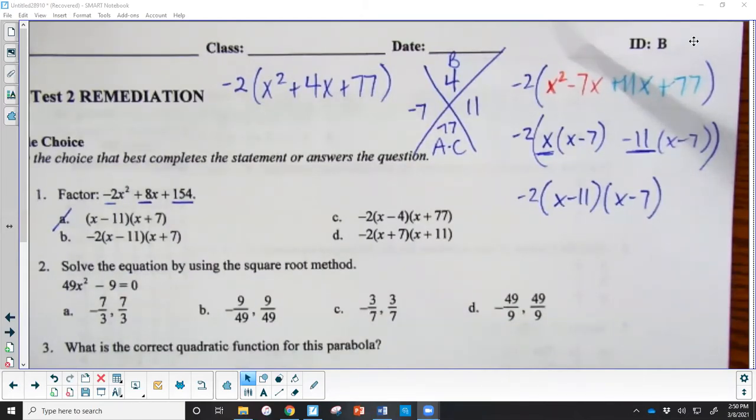trying to see if I did something wrong, because I don't see my answer choice. Negative 2x squared. Oh, Miss Ingram, I know what I did.